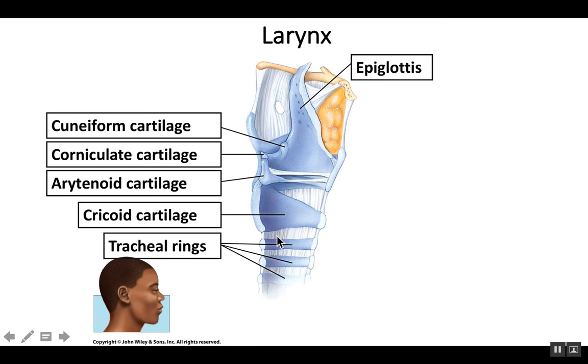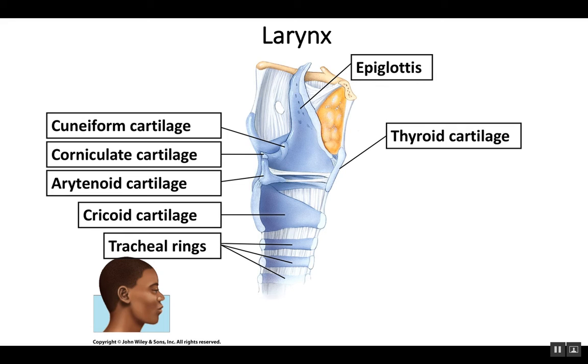Moving down from the larynx would be the trachea. So these pieces of cartilage are found in the trachea. The trachea has kind of C-shaped cartilages that don't completely surround the lumen. They're more opened in the back or posterior.